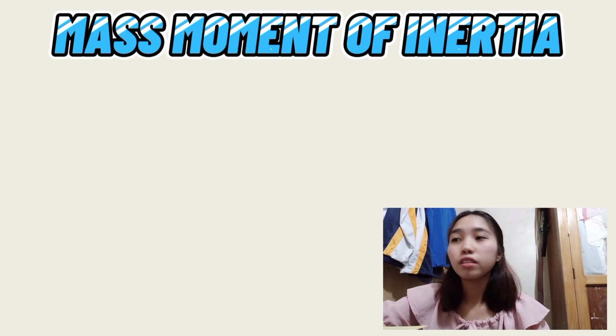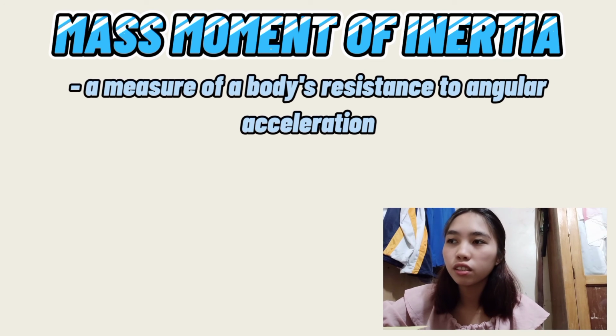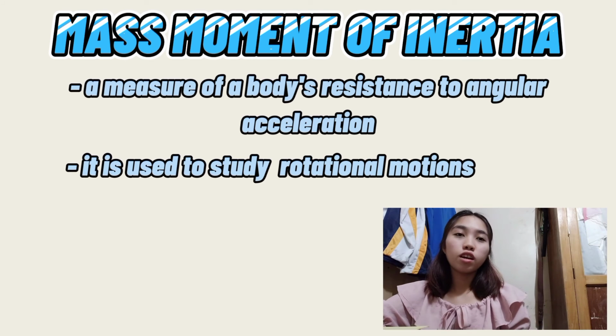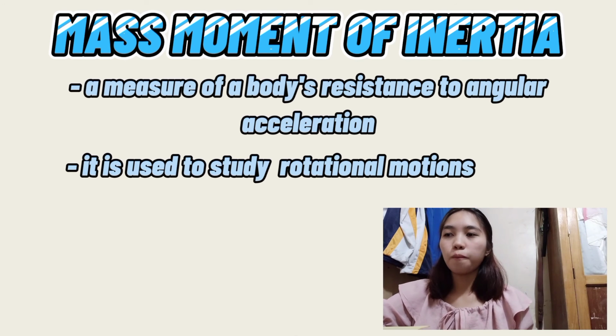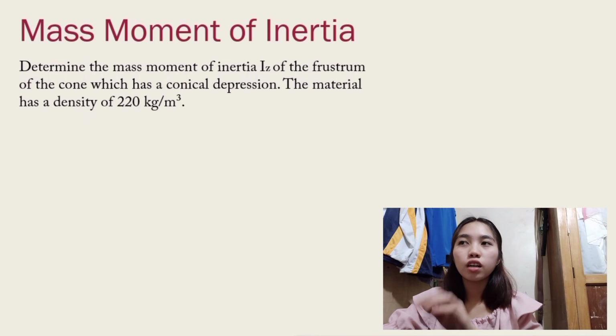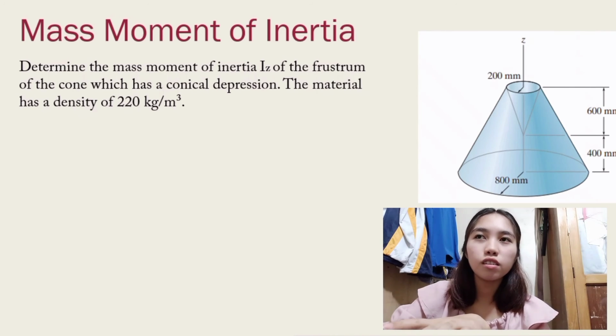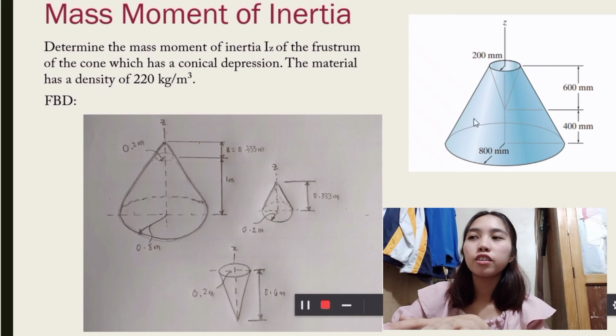The mass moment of inertia of a body is a measure of the body's resistance to angular acceleration. It is used to study rotational motions. So the problem is, determine the mass moment of inertia, Iz, of the frustum of the cone which has a conical depression. The material has a density of 220 kilograms per cubic meter. So this is the figure. The free body diagram is this.